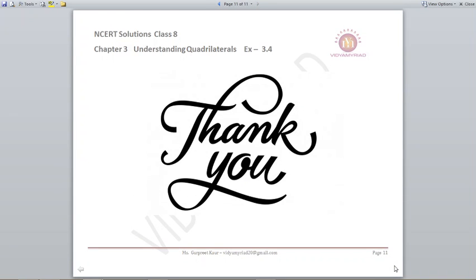With this we finish exercise 3.4 and the chapter is also finished. All the 4 exercises we have done. Please go through them very carefully. They are all simple, just basic criteria, understand it and then do the exercise.